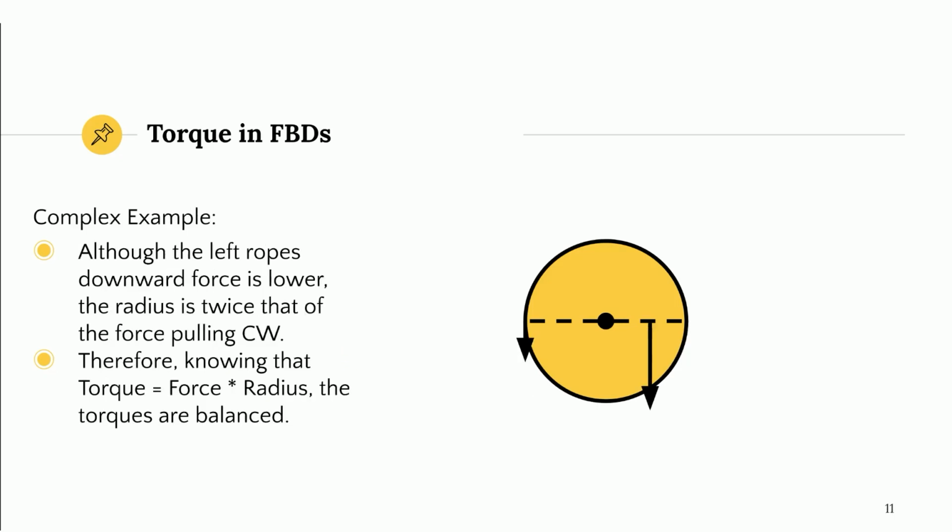Here's a more complex example. Although the left rope's downward force is lower, the radius is twice that of the force pulling clockwise. What I mean by this is that since torque is force times distance, or the radius, if the radius is larger, then the force has to be smaller to have the same torque. So currently, even though it doesn't look like the forces are balanced, since the largest force is half the distance of the smaller force, and yet the larger force is twice the amount of the smaller force, they are balanced.